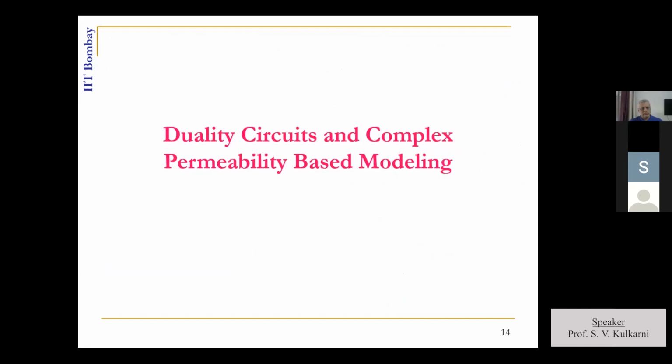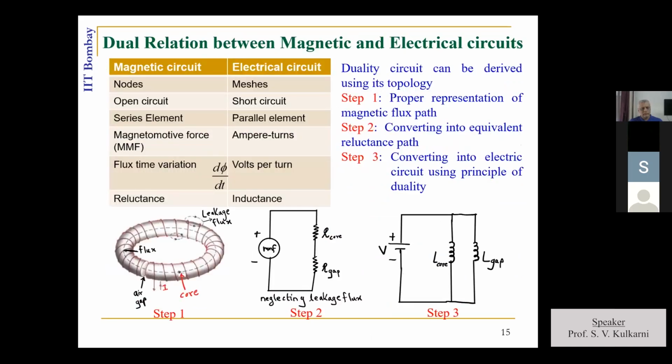So the next topic I want to share is duality circuits and complex permeability based modeling. Many electromagnetic devices can be analyzed by complicated finite element analysis, but that is quite computation intensive, and there is a trend to go for simplified circuit analysis by using duality between magnetic and electric circuits. So you convert a given magnetic circuit into its equivalent magnetic circuit by using MMF and reluctances, and then convert it into an equivalent electric circuit by using the duality principle, and then things can be computationally simple.